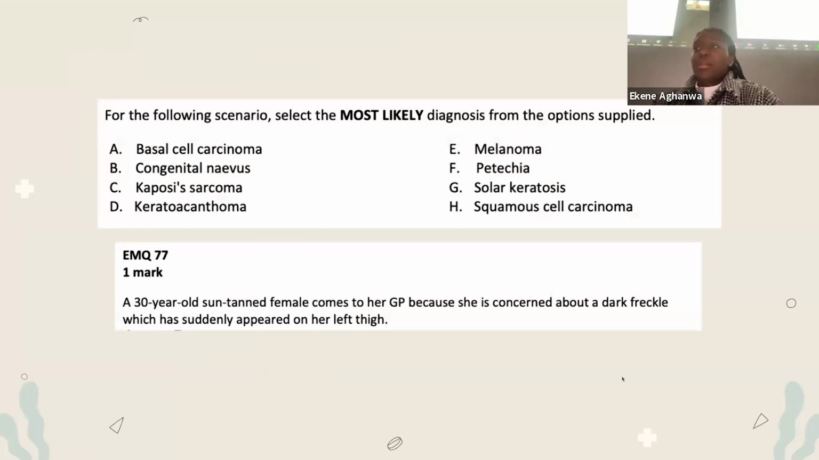Okay, we have another question. A 30-year-old suntanned female comes to her GP because she's concerned about a dark freckle which has suddenly appeared on her left thigh. What is the most likely diagnosis?